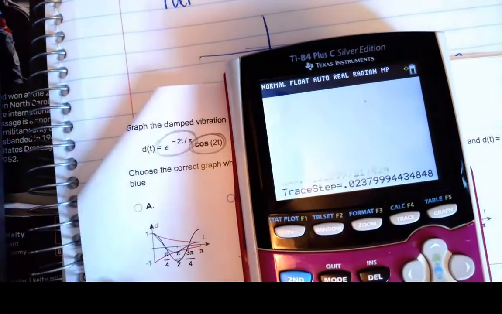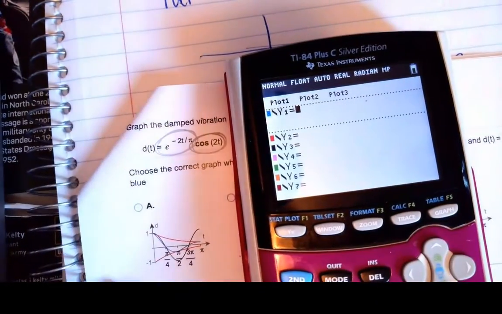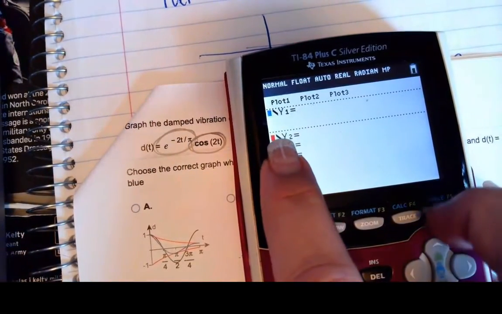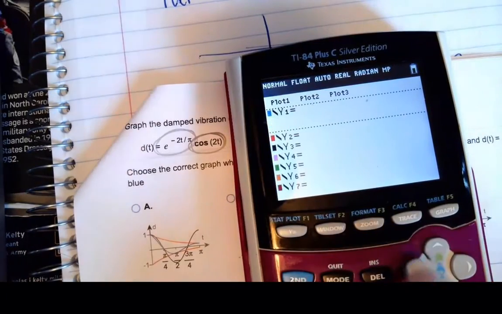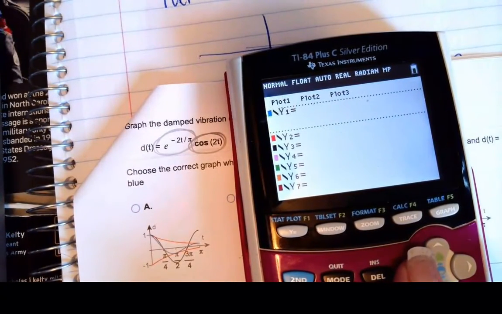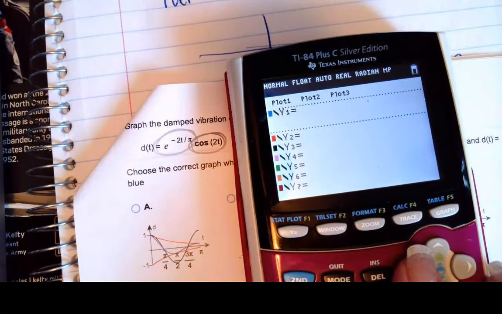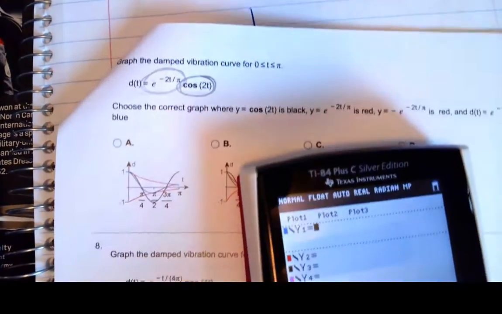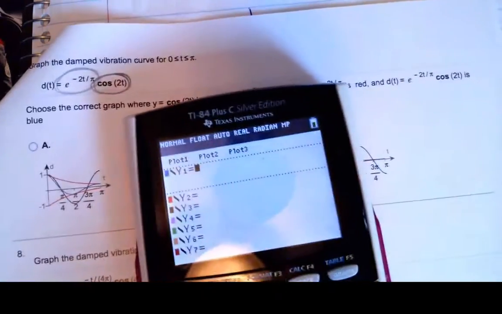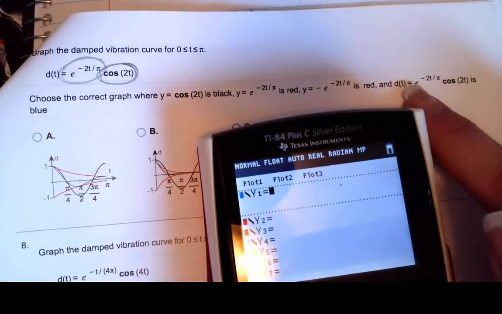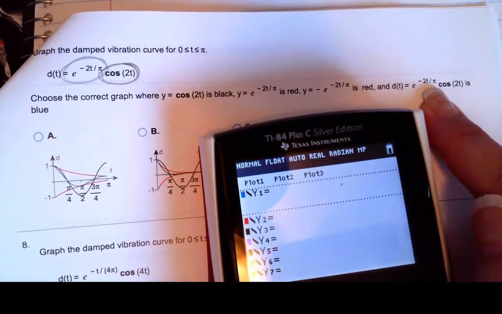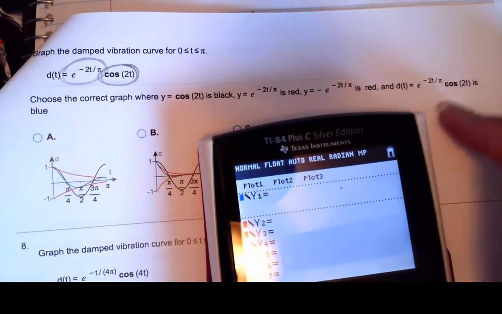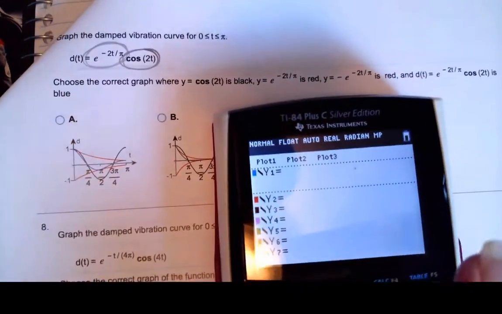Okay, so now we need to enter this stuff. So this is going to be the benefit of paying attention to what color you've got. With a color calculator, I can scroll over and I can highlight that box, hit enter, and I can change the colors. But instead of doing that, I'm just going to go ahead and pay attention to what they said. So they said that for blue, my damped vibration curve is going to be the entire equation. So I'm going to enter this entire equation.